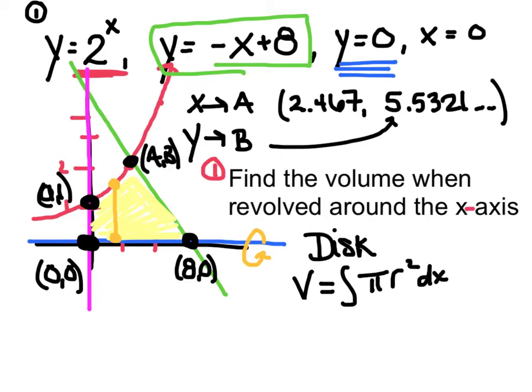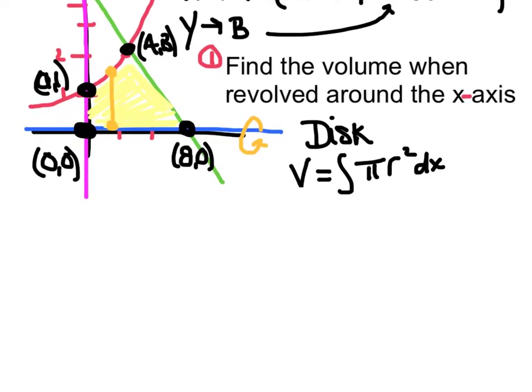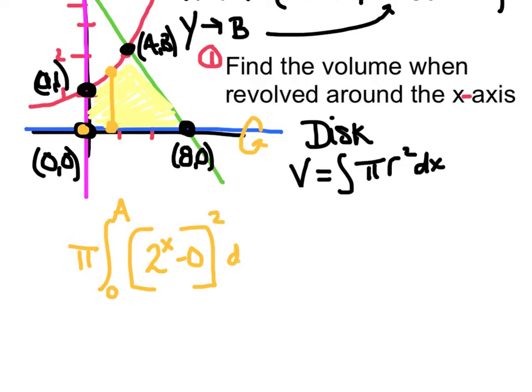Now let's go get our radius. And remember, we have to write two of them. I'm going to start with my first one that I have in orange here. I'm going to integrate that from, I can go to the left till I get to 0, and I can go to the right till I get to a. And it's upper minus lower. So I'm going to pull my pi out, upper minus lower squared. My red line is 2 to the x, minus the lower, which is on the blue, which is 0. And it's that chunk squared dx.